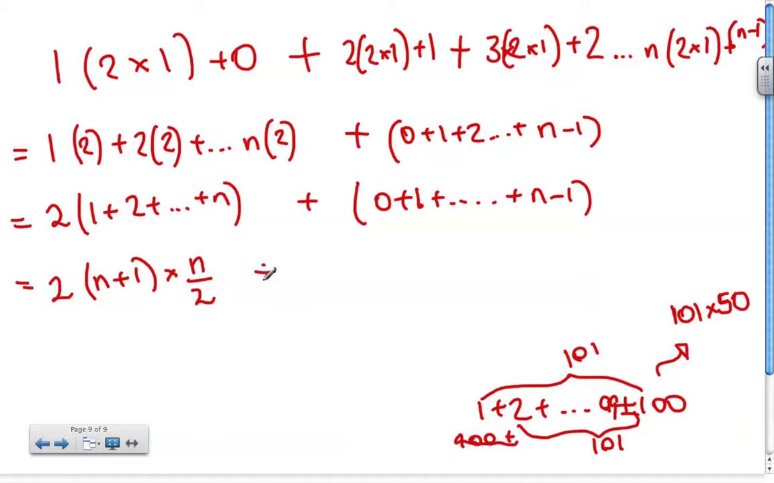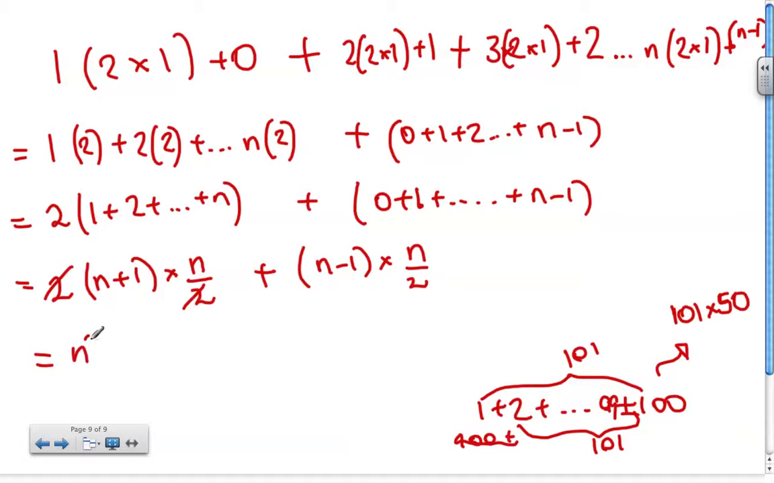Then I did the same thing for the 0 plus 1 plus 2 to n minus 1. I add the first and the last, so I get 0 plus n minus 1, which is just n minus 1. And again I'm going to have half of the number that I have. Because I start at 0 and go to n minus 1, I still have n numbers there, so I divide the n by 2. And then I just played with the algebra. I can cancel out the 2's there, because I'm multiplying each time, it's okay.